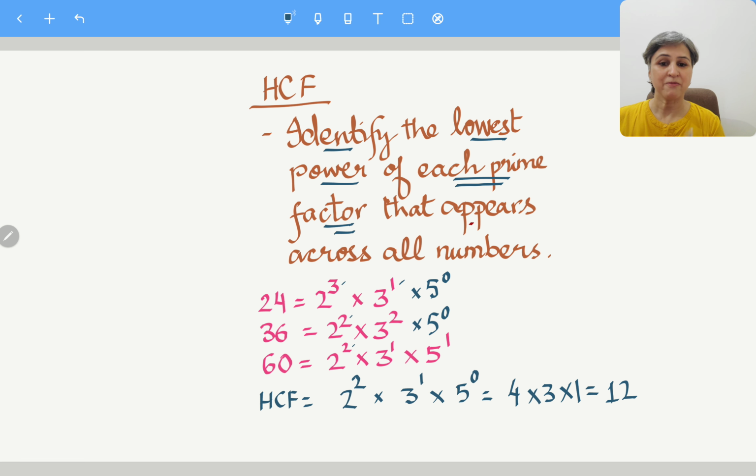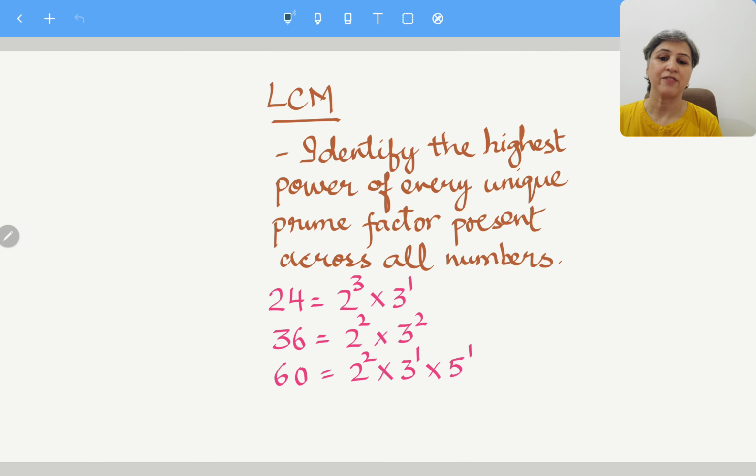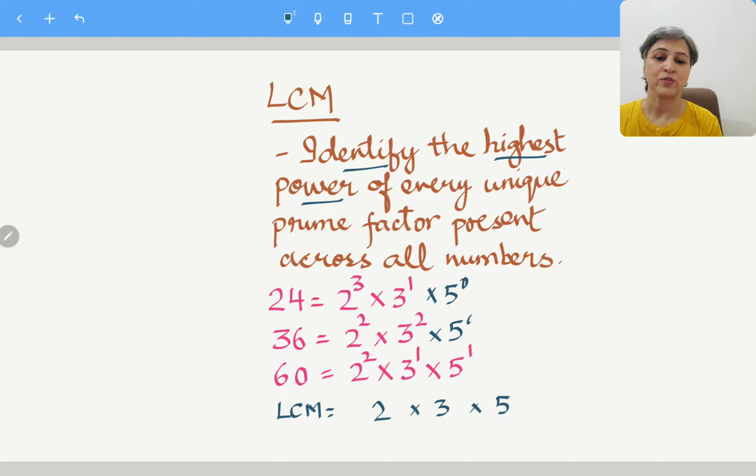Now using the same factor set, we'll find the LCM. I've written the factors for you here. In this case, to find the LCM, we have to identify the highest power of every unique prime factor. So let's write down the unique prime factors. We have 2, 3 and 5 here. We can just add the same part here as well, so we have 5 with all the numbers.